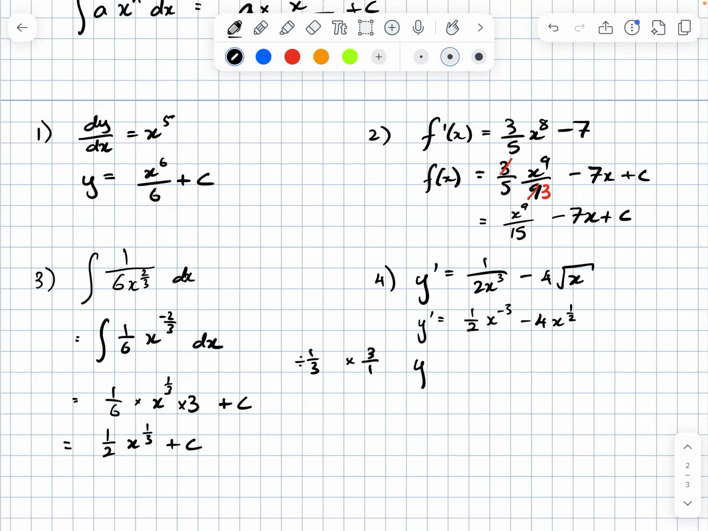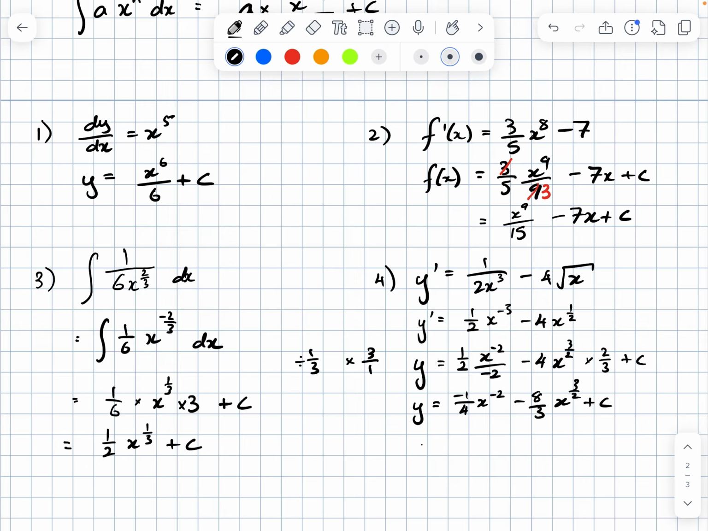Now we can integrate. y equals 1/2 times x, raising the power by 1, we get negative 2, divide by negative 2. Minus 4, raising the power by 1, we get 3 over 2. Divide by the new power, which is dividing by 3 over 2, which is like timesing by 2 over 3, plus c. Simplifying this, we get y equals 1/2 times 1 over negative 2, which is negative 1 over 4, x to the power of negative 2. Then minus 4 times 2/3 is minus 8/3, x to the power of 3 over 2 plus c.